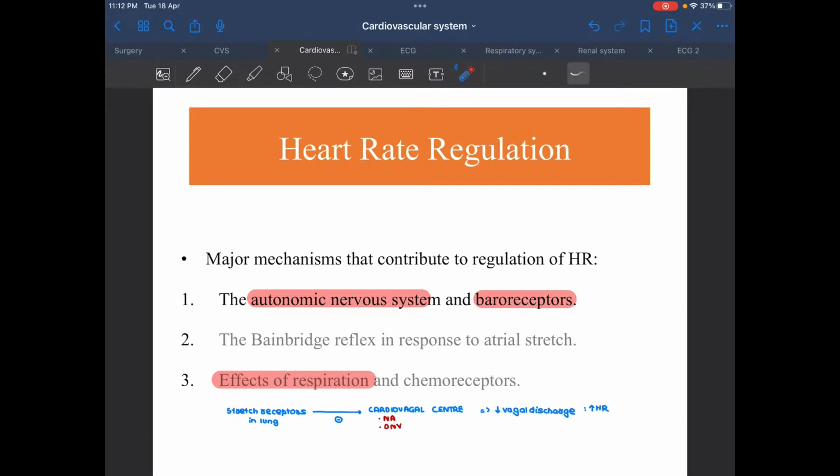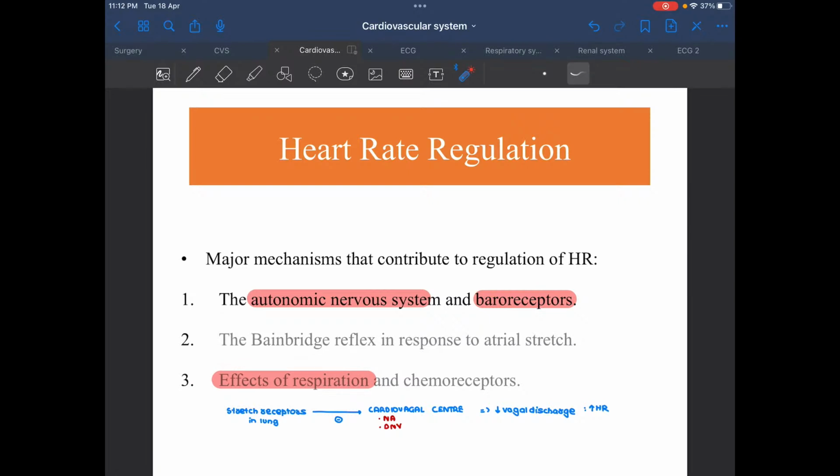तो when I'm going to talk about first thing, हमने अभी कहा कि हार्ट रेट को हम रेगुलेट कर सकते हैं और हम कार्डियक आउटपुट को रेगुलेट कर सकते हैं. हमने फ्रैंक-स्टार्लिंग लॉ भी पढ़ लिया. हार्ट रेट को हम कैसे रेगुलेट कर सकते हैं? Either we can contribute by the autonomic nervous system and your baroreceptors. We can have something known as the Bainbridge reflex as well, जिसके it is in response to your atrial stretch. And don't forget effect of your respiration and chemoreceptors.